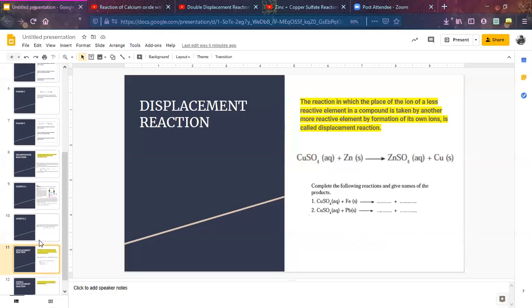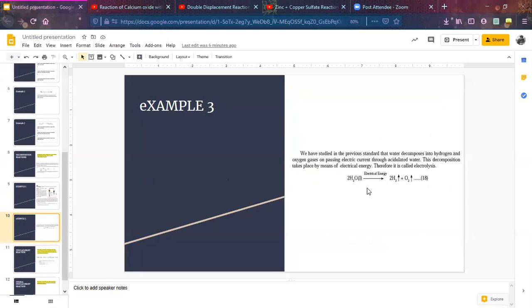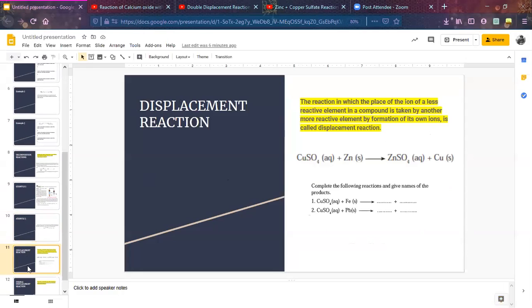Okay, there is one more example. When we pass electrical current through water, it converts into hydrogen and oxygen. This is another example for decomposition reaction. The best way to look at it: if there is only one substance on the left side and more than one on the right hand side, then this will be decomposition. Next is called displacement reaction. Now this is something that we have already seen.